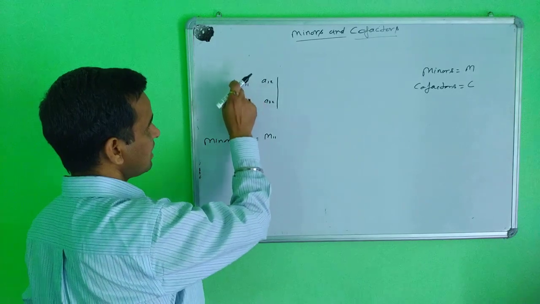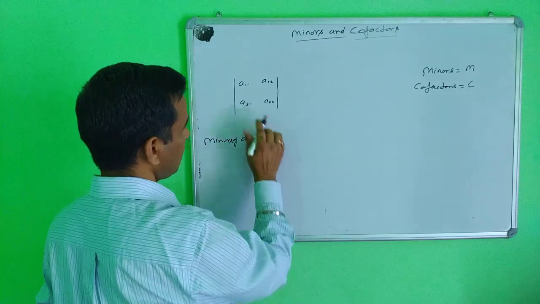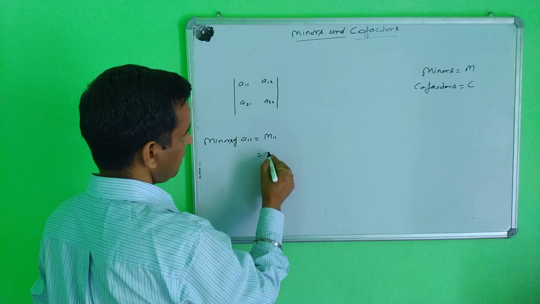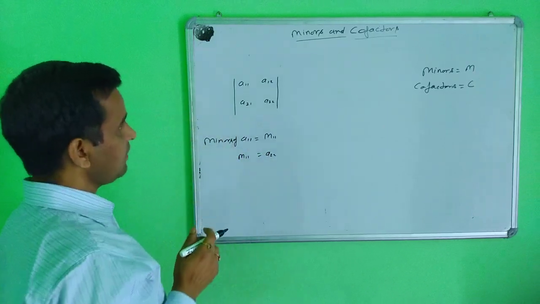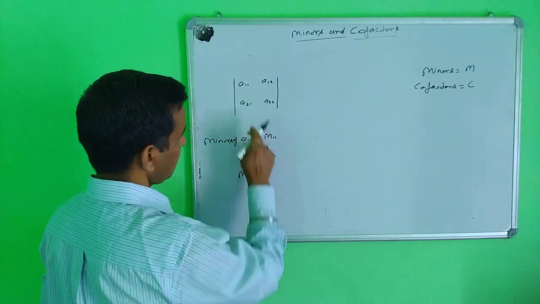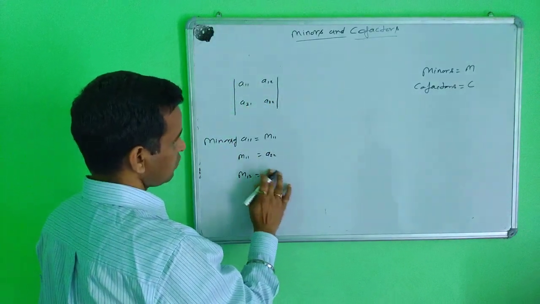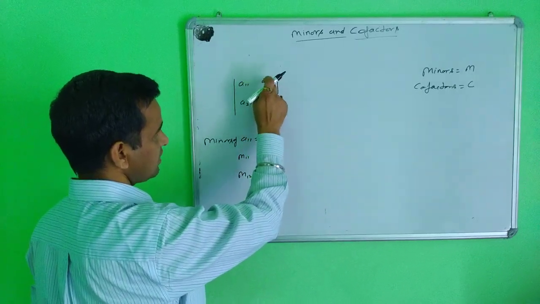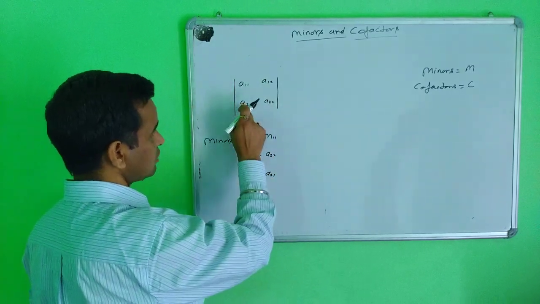The minor of A11 means the minor of this element, which is represented as M11. This row and this column will be hidden. What is left here? A22. So this is the minor of A11. Similarly, the minor of A12: this row and this column will be hidden. What is left? A21. The minor of this element is what is left.